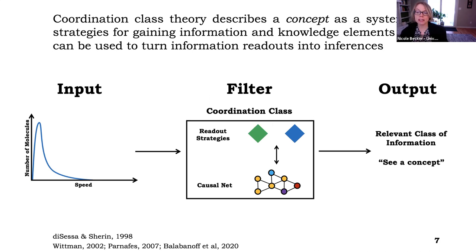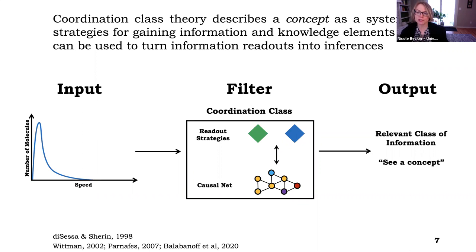Coordination classes help an individual to see a concept in the world or in representations like graphs. In this sense, the coordination class acts as a filter, where information is the input from a question, a scenario, a problem, et cetera. And the output is then an inference or conclusion pertaining to the concept of interest that allows an individual to address the prompt.